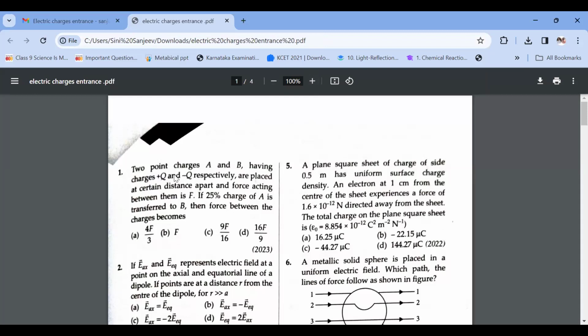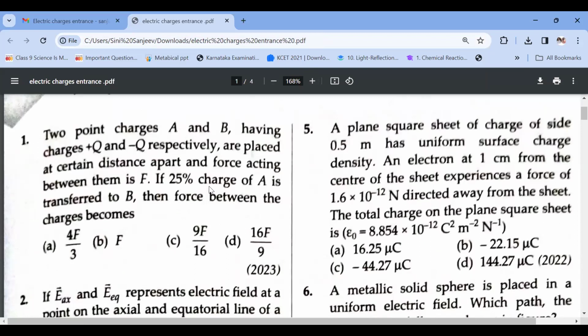So I want this class to be a little bit interactive. That is, if you're getting the answer, you can let me know in the chat option what is the correct answer for the same. So the first question is this.